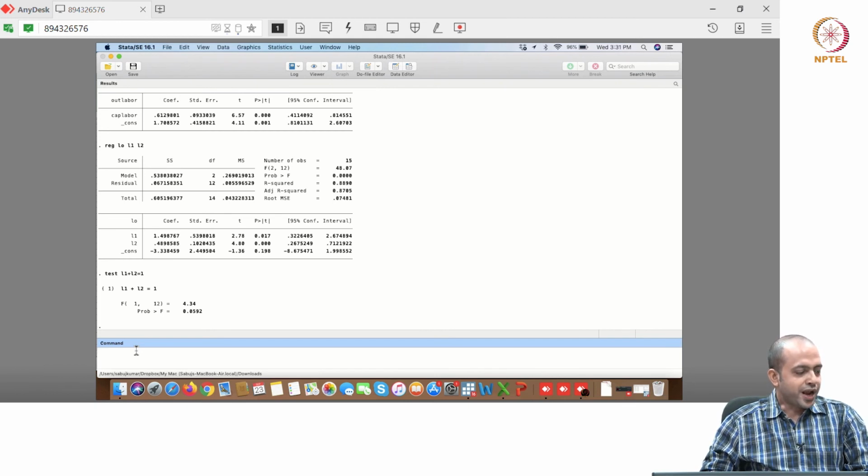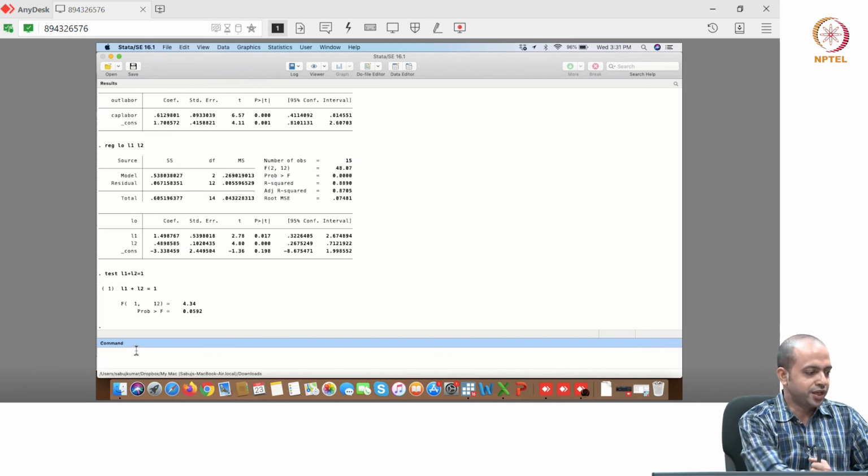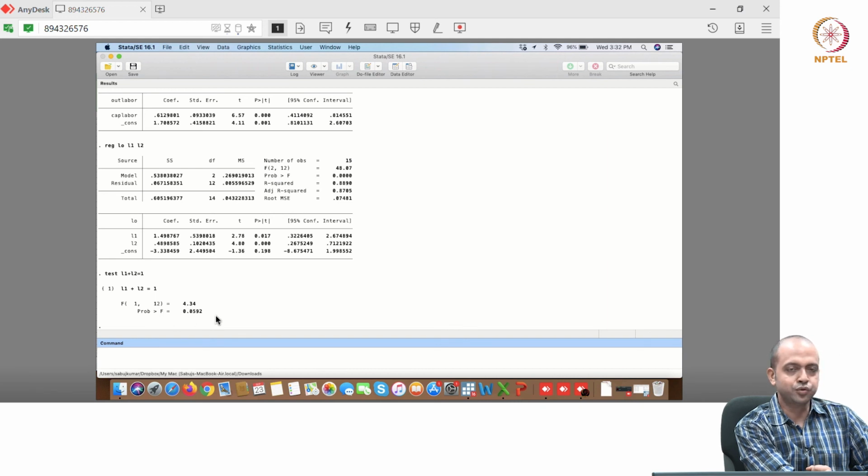Okay, and the advantage of conducting this test using Stata is that you don't have to compare the tabulated value of f with the calculated value of f. Rather, Stata is also supplying this value, probability greater than f, which basically says how much type 1 error you are committing while rejecting your null hypothesis. And from here, look at the value, it is 0.0592. And what is the procedure? If you remember, we have to multiply this value with 100. And if you multiply, then this would become 5.92.